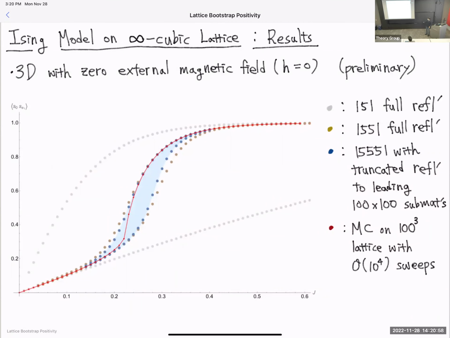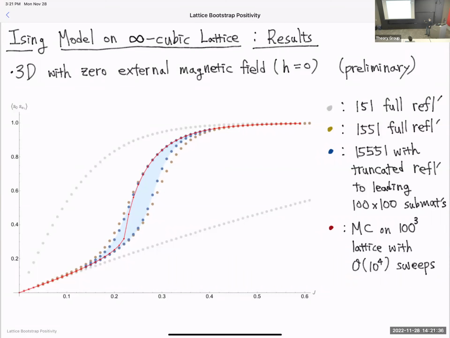And finally, let me present the preliminary result for the 3D case in zero external magnetic field. So this is preliminary because we didn't try to push the numerics to its extreme. Okay, but it's already pretty good. So these gray dots are coming from the simplest one, which is the 151 diamond. And these yellow dots are the bounds coming from 1551 full reflection positivities. And these blue dots, which are the most tight bounds here in the plot, they're coming from 15551.